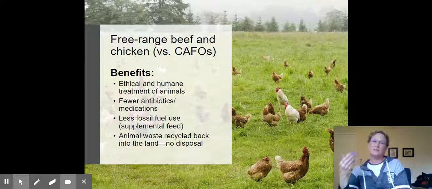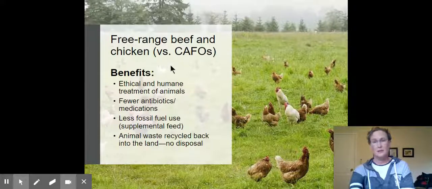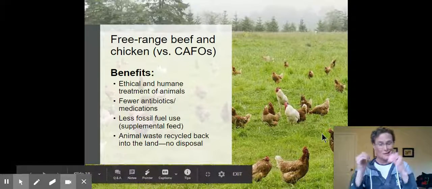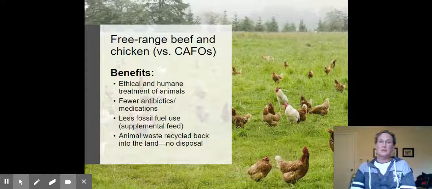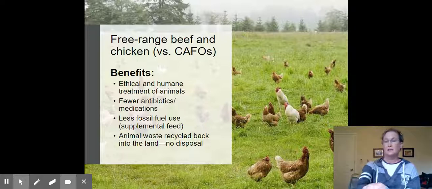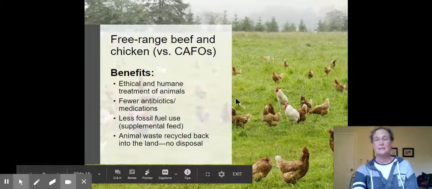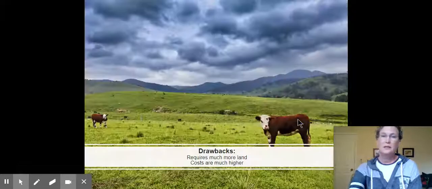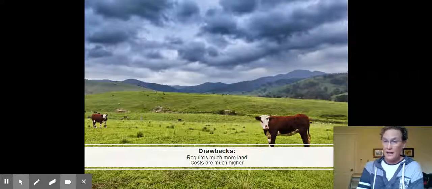And the benefits are that it's more ethical and humane treatment of animals. These little guys look way happier than the ones that are all stuck together. Fewer antibiotics and medications, less fossil fuel use because they don't have to supplement the feed. The animals just eat the food that's out there, and animal waste is recycled back into the land because, while they're eating, they're pooping. And there you go. You've got your nice little cycle going. Okay. So the drawbacks are it requires much more land and the costs are higher.